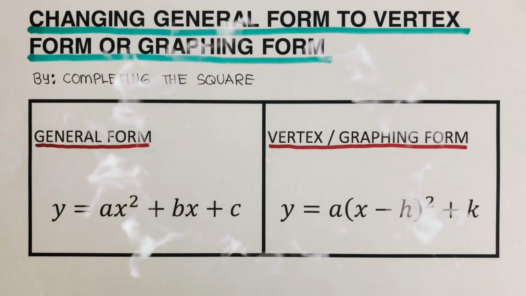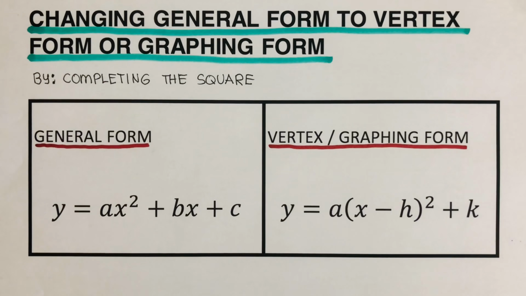Hello everyone, today we will be changing general form to vertex form or graphing form. We will use completing the square in order to change the general form to vertex form. This is the general form right here, y equals ax squared plus bx plus c.